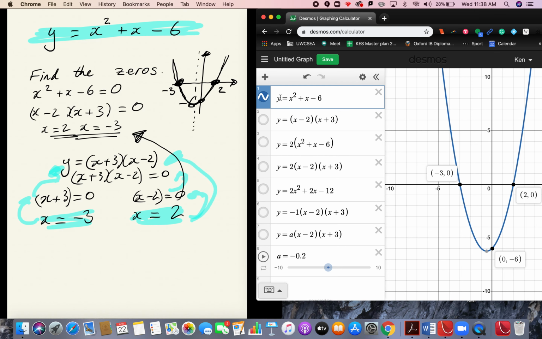And if you have a little look at those two equations, one's just doubled the other one. All right, so we have to be careful about finding the equation of the graph. If we just look at the zeros, then we're not going to get the exact graph. Let me just show you one more trick here.